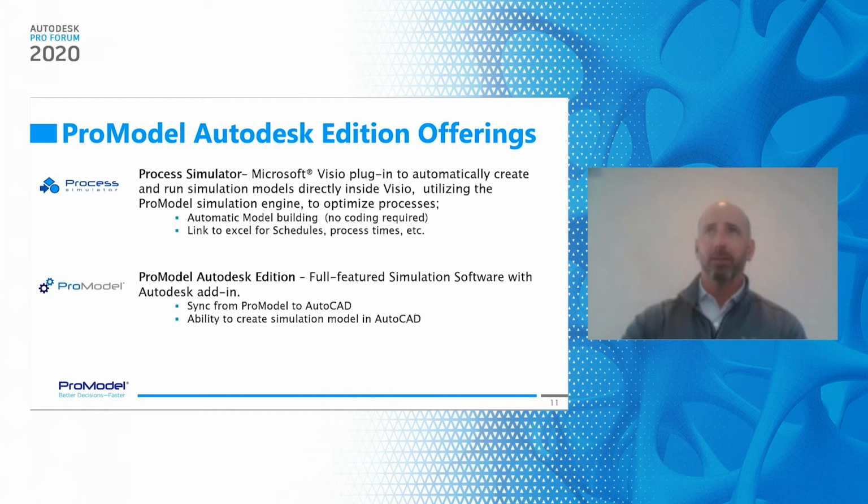It is geared towards folks who are not expert model builders; you can drag and drop and easily create a simulation model. It's a rapid model development tool. ProModel Autodesk Edition is a full-featured simulation software with the Autodesk add-on. It is spatially accurate. It's geared towards more complex processes and operations where the ability to model something to scale is critical.